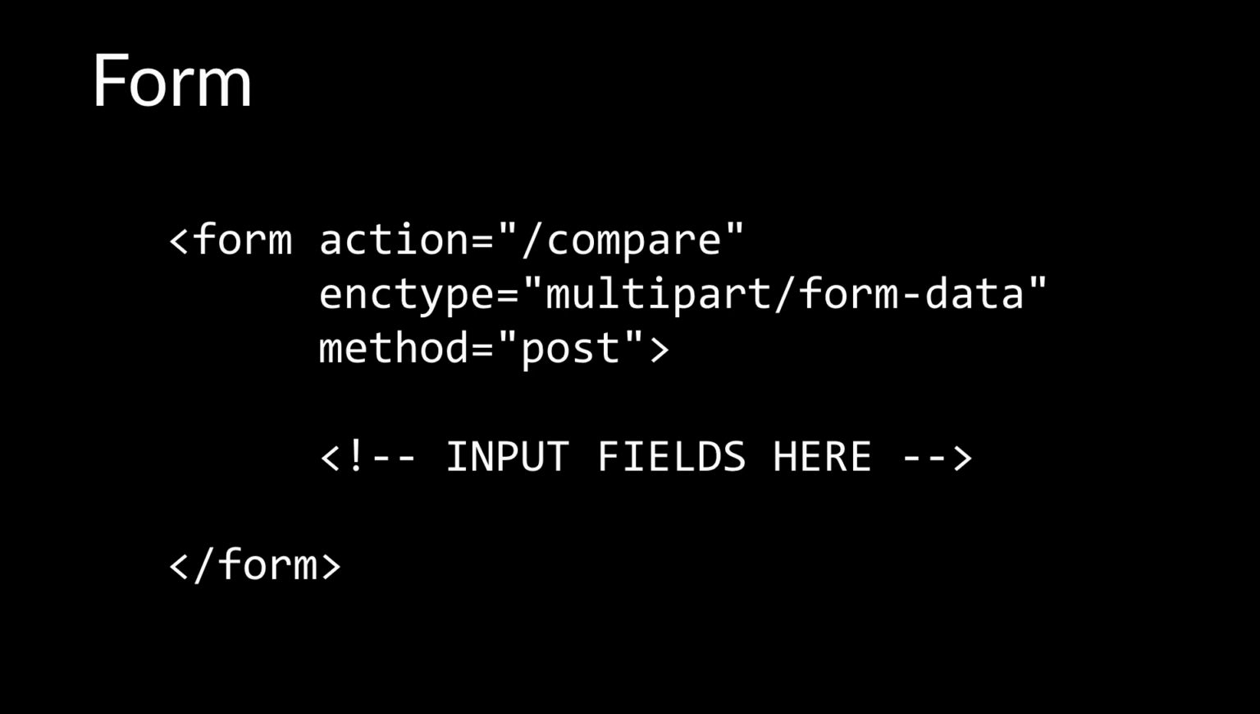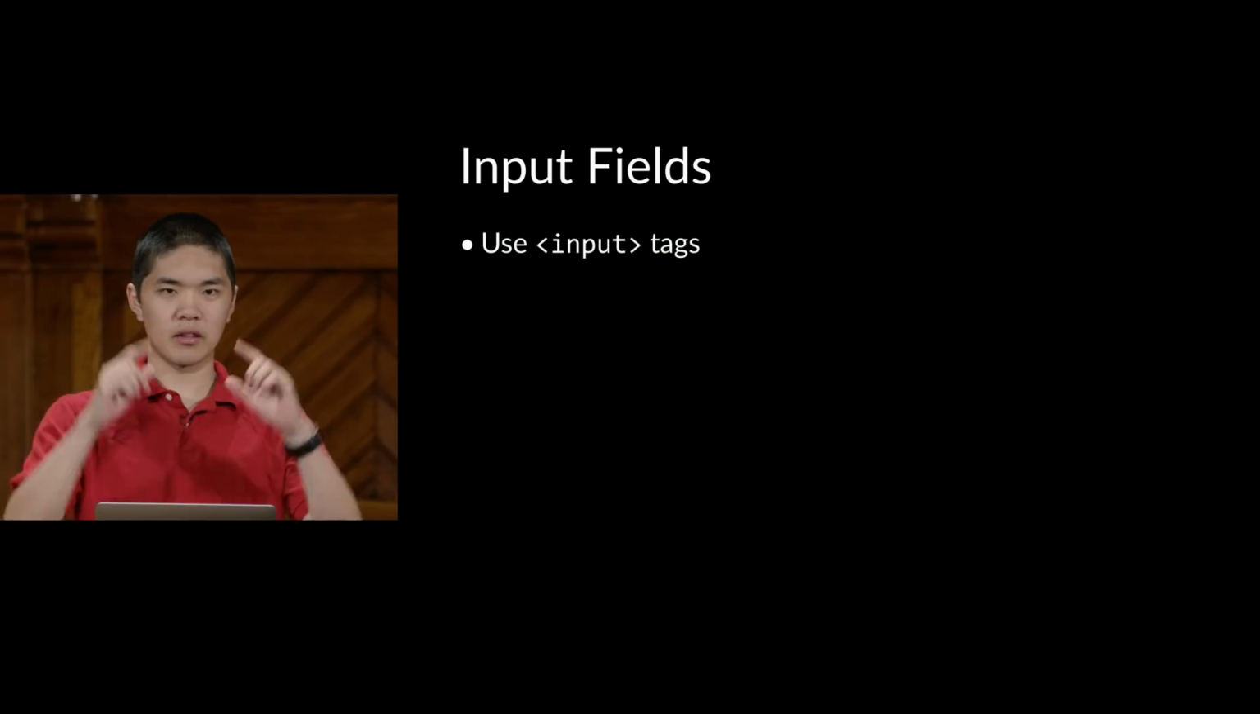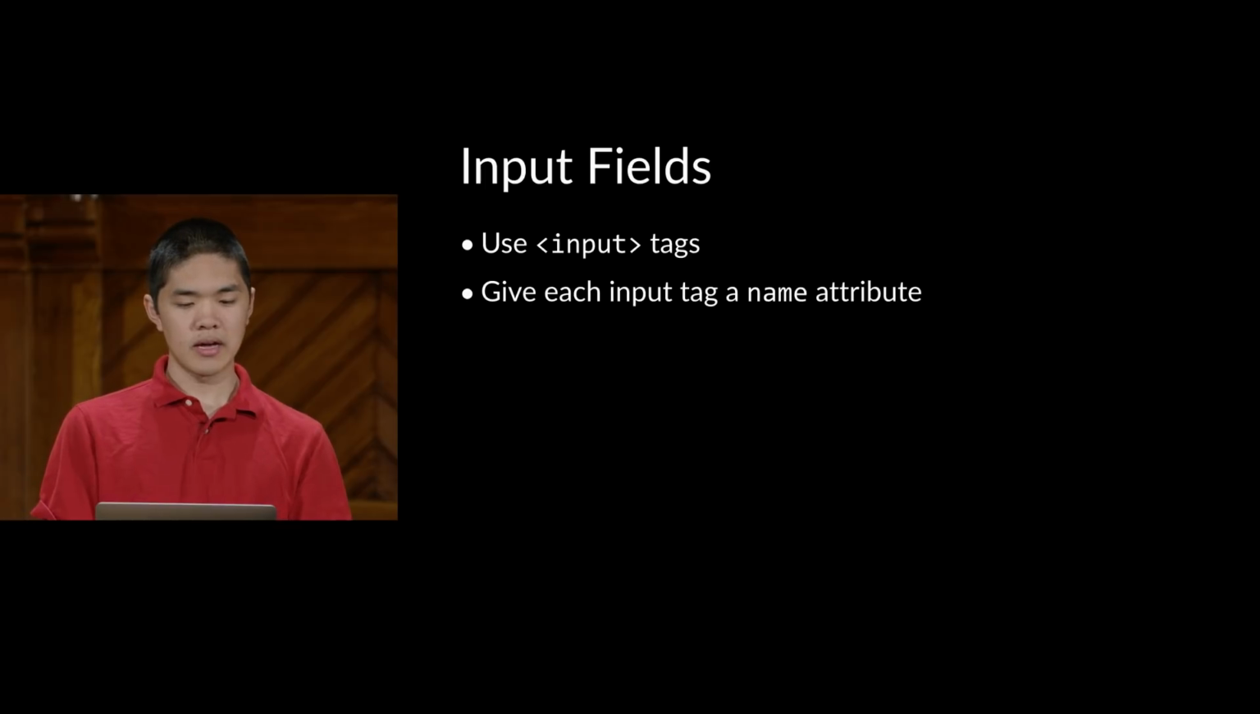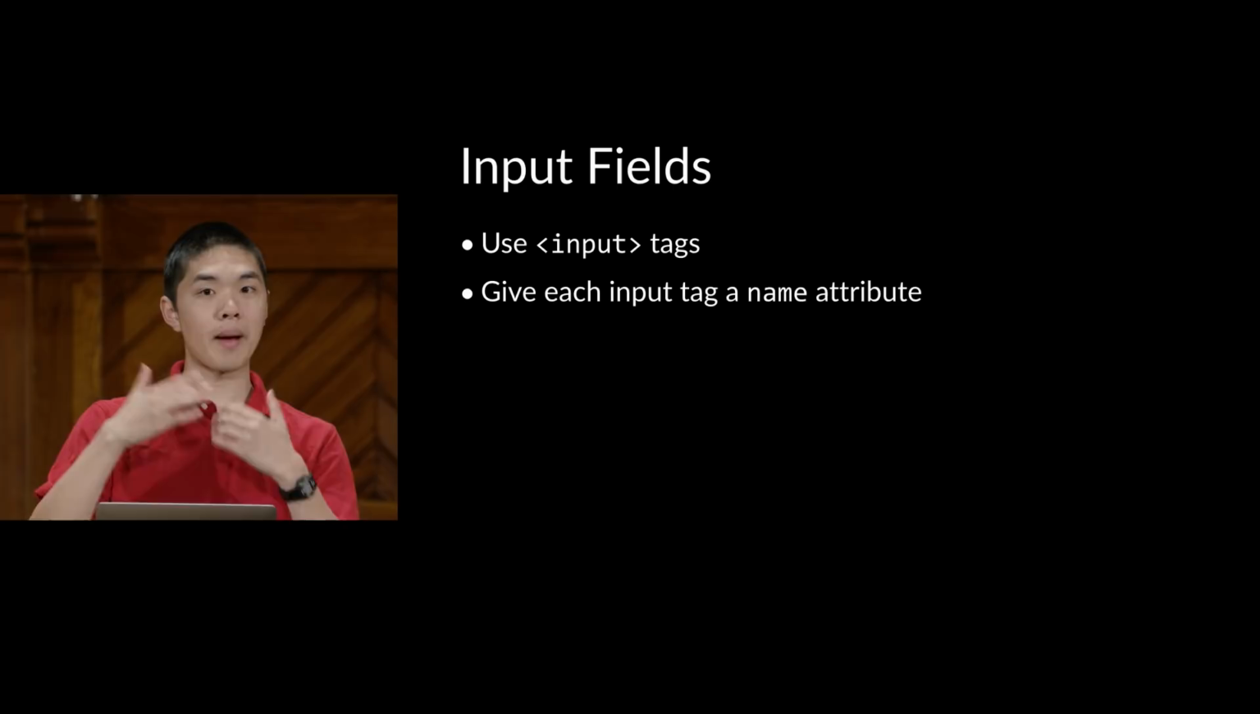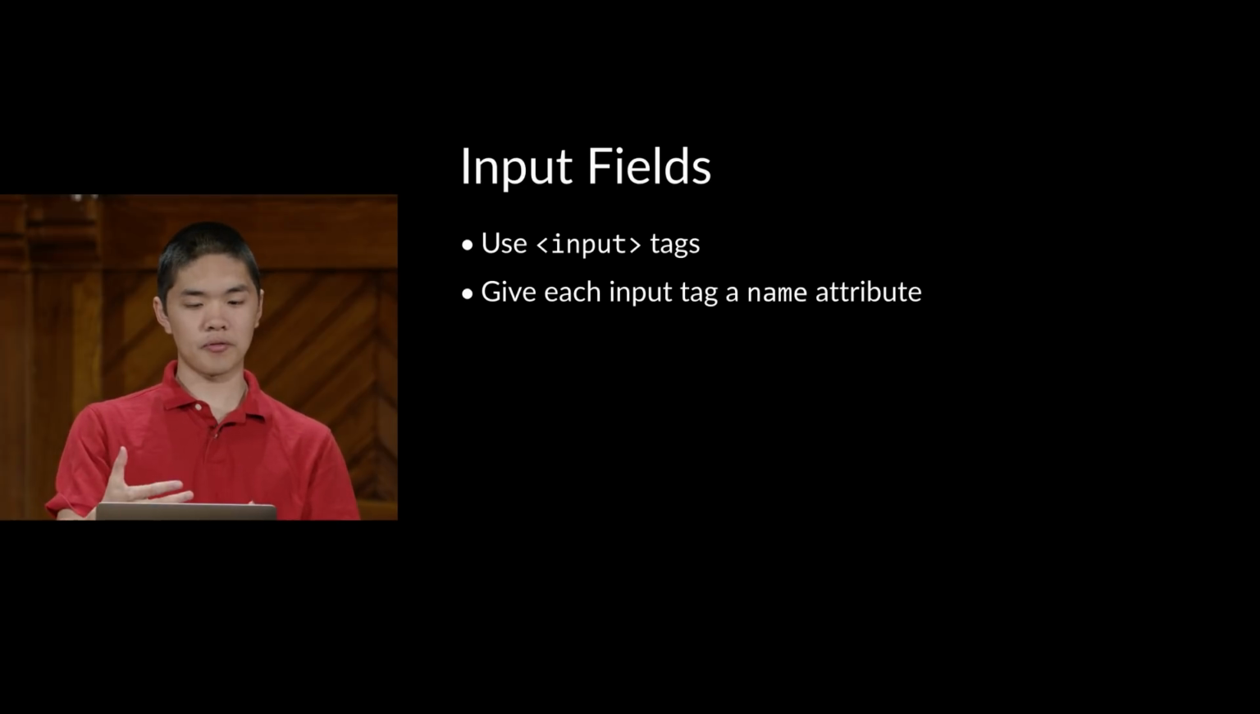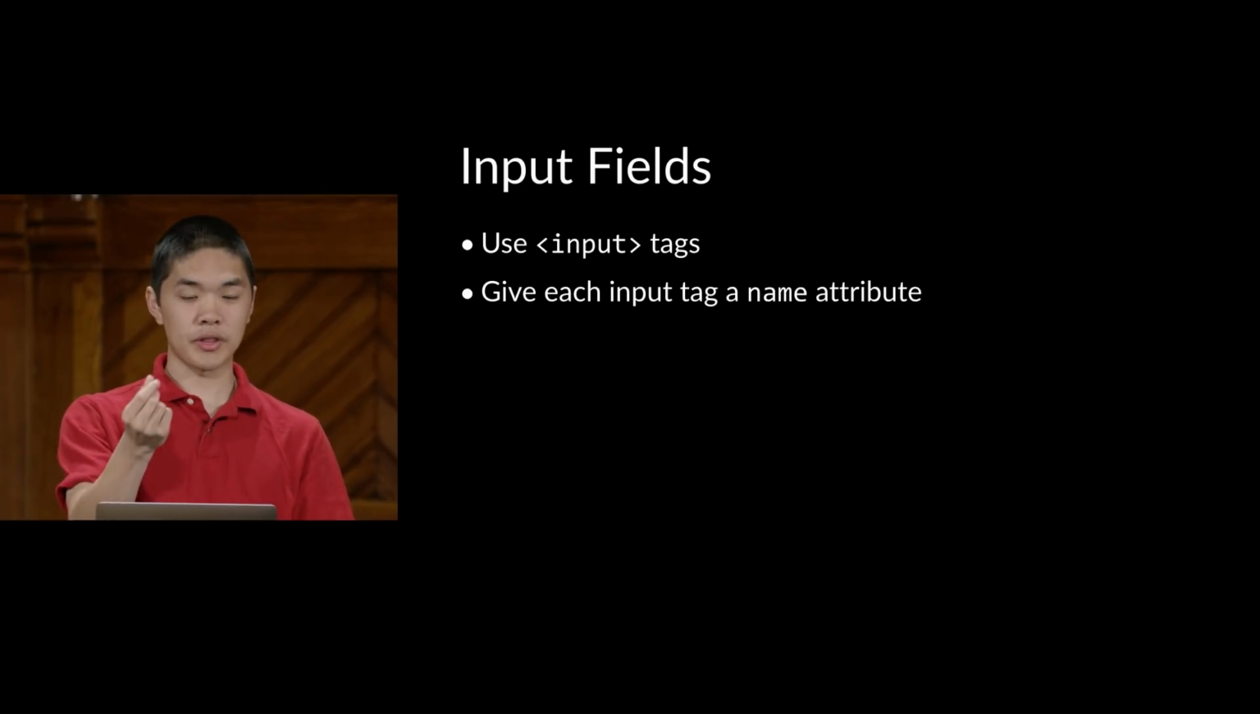Then in between the form tags will be all of the input fields, the places where users can input the information that they want to send when they submit the form. So how are you going to create those input fields? Well, every input field can be created by using an input tag in angle brackets in HTML. Each one of those input tags is going to need a name attribute so that our web application is able to look at those input fields based on their name and extract what their values are.